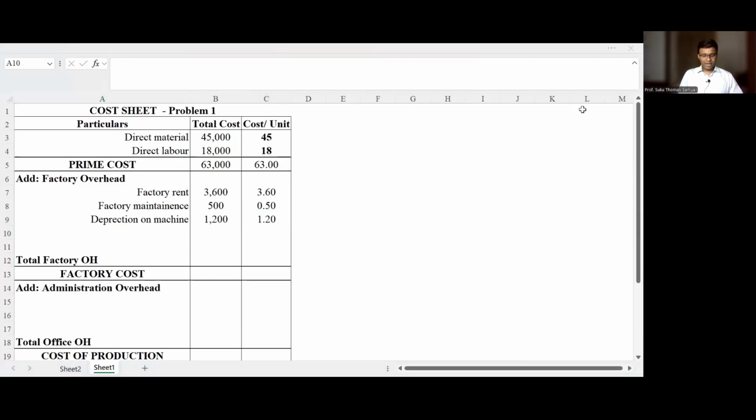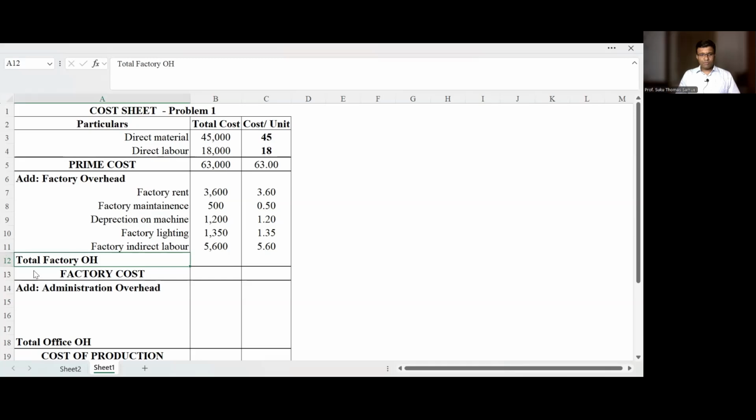Then we have factory lighting. Factory lighting in this particular question works out to be 1,350, or in other words per unit that works out to be 1.35. Then we have factory indirect labor, which works out to be 5,600, or in other words, this is 5.6.